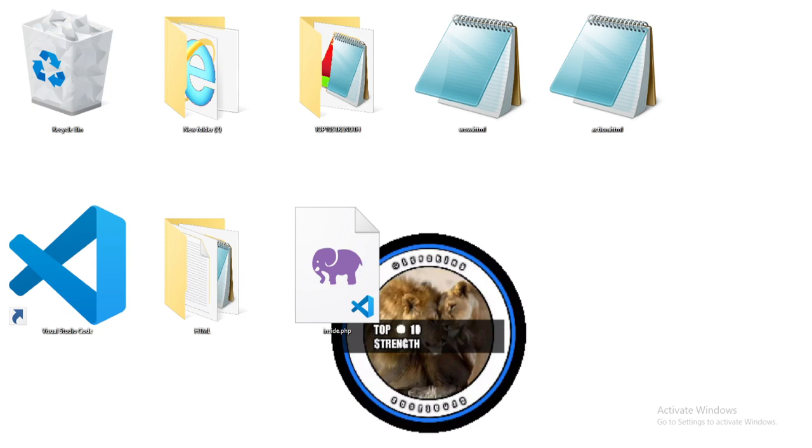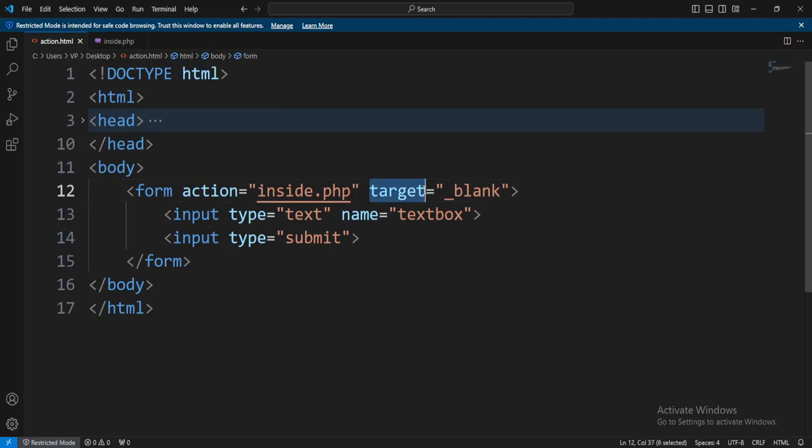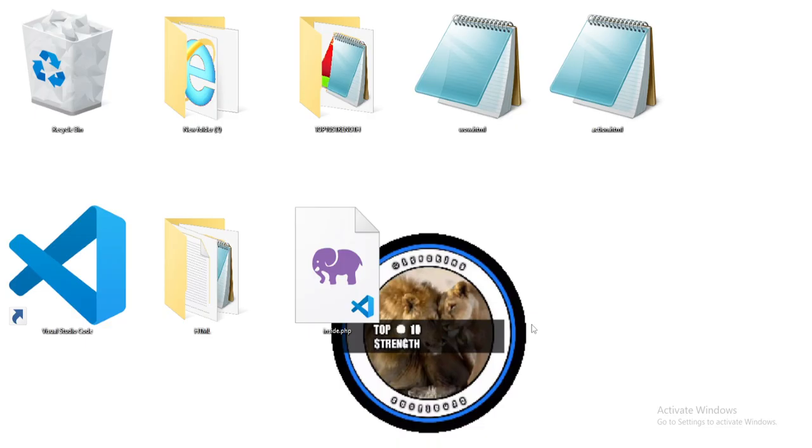But before I go, sorry, I want to show you something. This attribute can take a lot of values. We just discussed the _blank value right now. We are going to discuss the rest in the future.